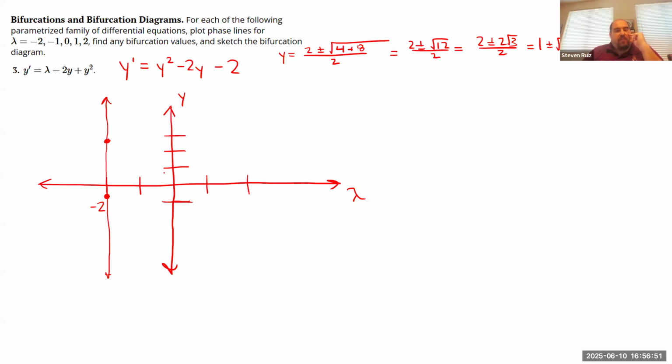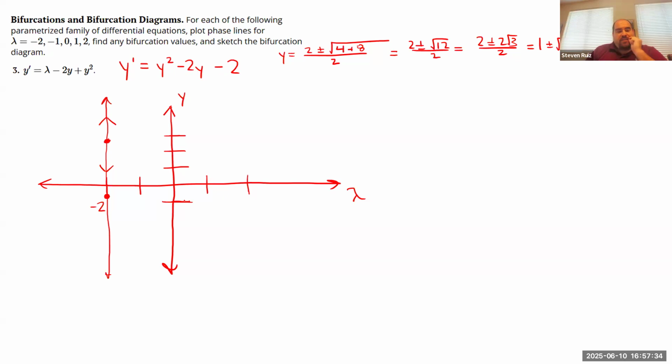Now to complete this phase line, I need to know what the value of dy/dt, or y prime, is for values of y between these points, greater than both points or less than both points. So I'll start with 0. When y is equal to 0, then y prime will be equal to -2, so I have a decrease. Like I said, 1 plus radical 3 is about 2.7, so I'll just choose 3. 3 squared is 9 minus 2 times 3, which is 6. So 9 minus 6 minus 2. That comes out to positive 1. So this is an increase.